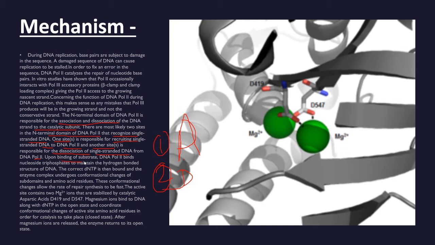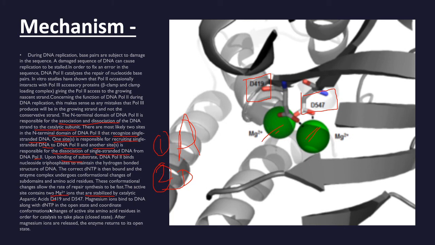Upon binding of substrate, DNA Pol2 binds nucleoside triphosphate to maintain the hydrogen bond structure of DNA. The correct dNTPs are then bound and the enzyme complex undergoes conformational changes of subdomains and amino acid residues. These conformational changes allow the rate of repair synthesis to be fast. The active site contains two magnesium ions that are stabilized by catalytic aspartic acids, that is D419 and D547. Here's the structure, the D419 and the D547, and those are the magnesium ions.